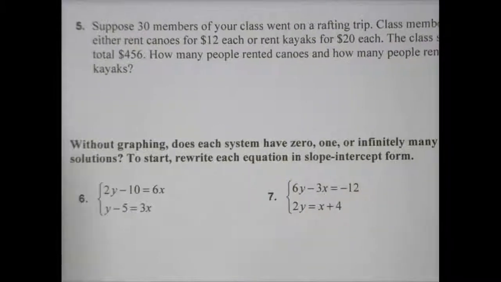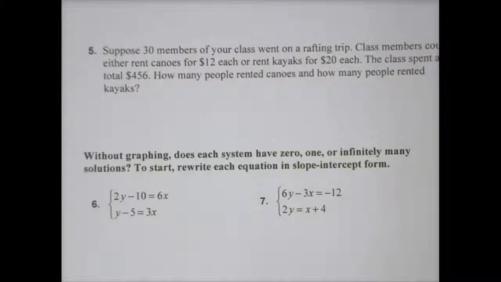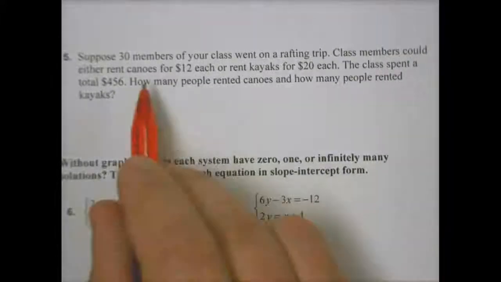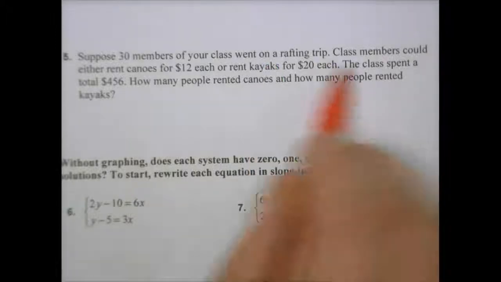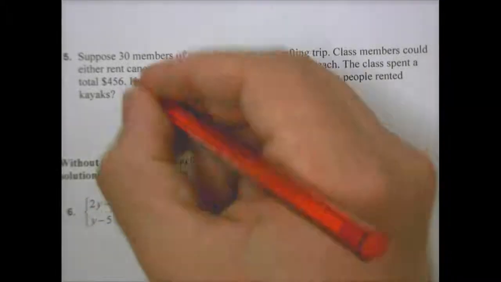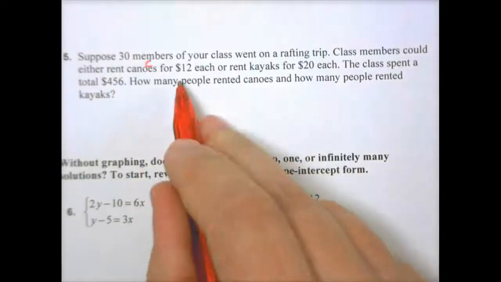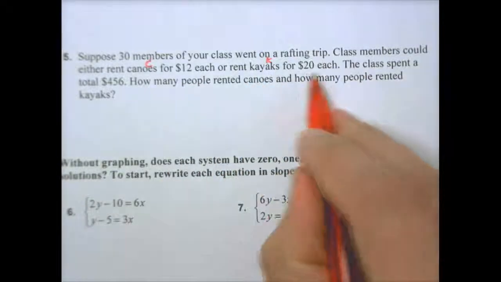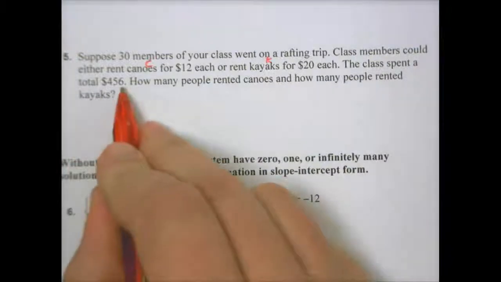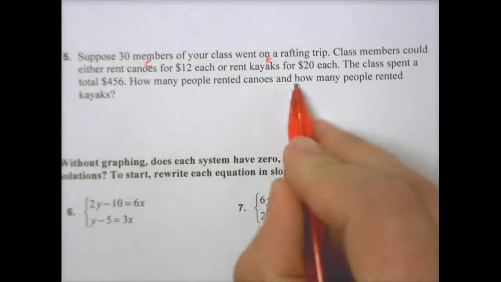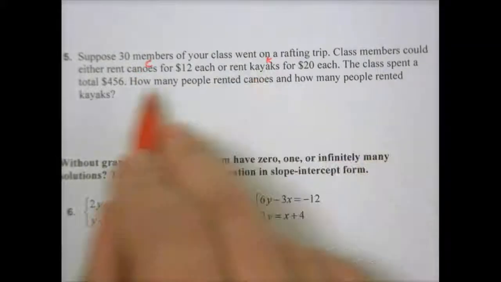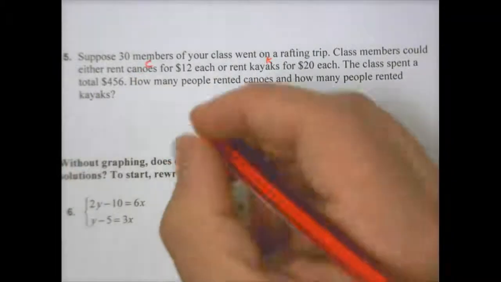So looking at this one now, we have a word problem. You might see something like this, hint, hint, wink, wink. It says, suppose 30 members in your class went on a rafting trip. Class members could either rent canoes, I will call that C, for $12 each, or rent kayaks, I will call that K, for $20 each. Class spent a total of $456. How many people rented canoes? How many people rented kayaks? So we want to know how many canoes, how many kayaks for $456.